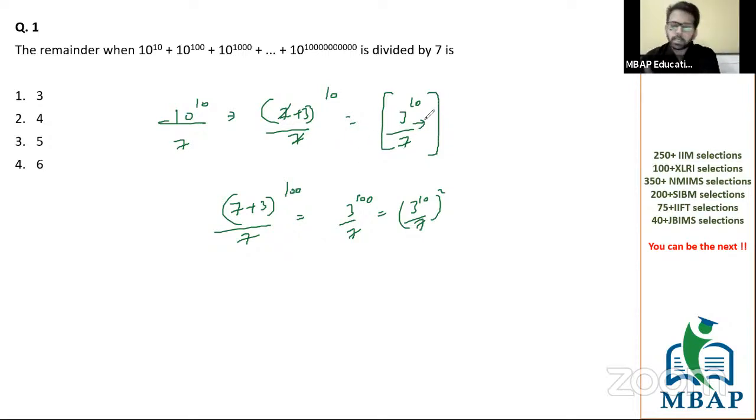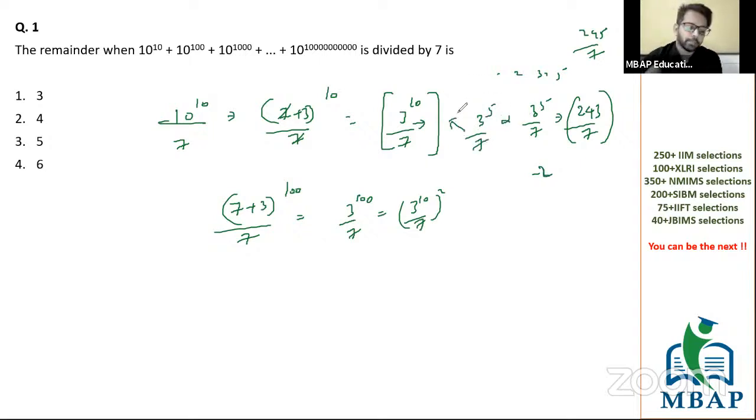Okay, how would you start? You can either find a pattern or find a constant remainder which will always come up. See, if I start with 3 raised to 1, 2, 3, 4, 5, 3 raised to 5 by 7, if you consider this value, 3 raised to 5 is 243. And 243, if I divide by 7, 245 is a value which is perfectly divisible by 7. So 243 by 7 will give you a remainder of minus 2. And similarly, 3 raised to 5 by 7 into 3 raised to 5 by 7 will make the value 3 raised to 10 by 7.